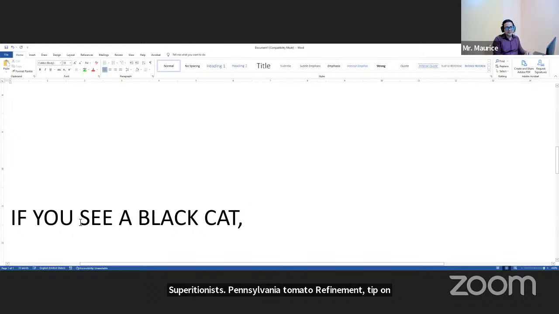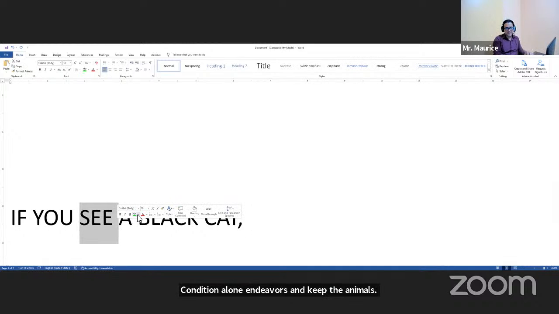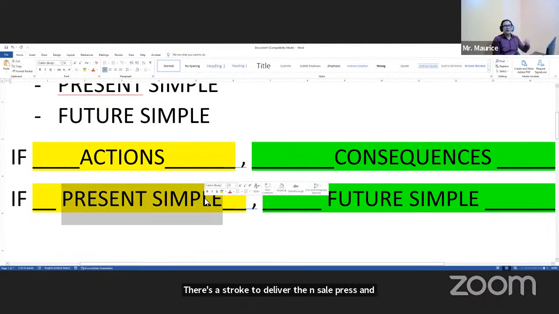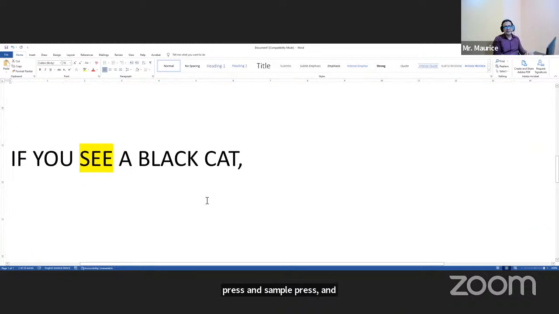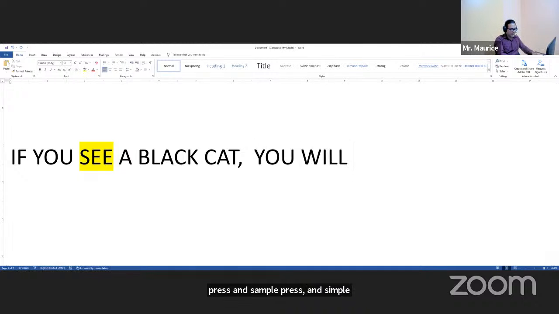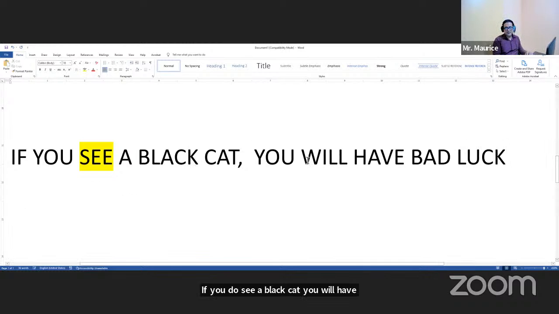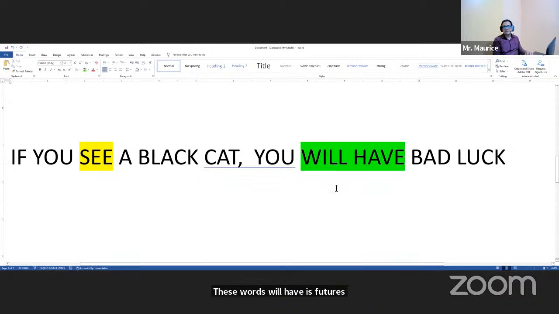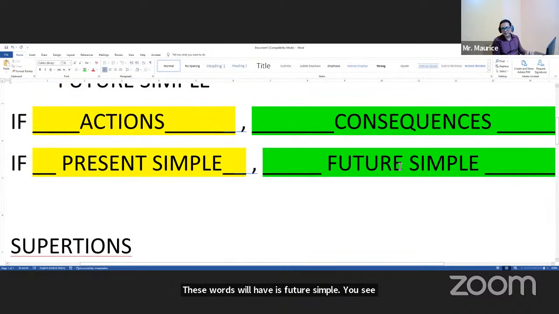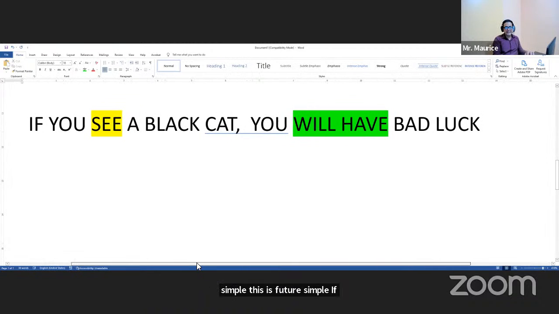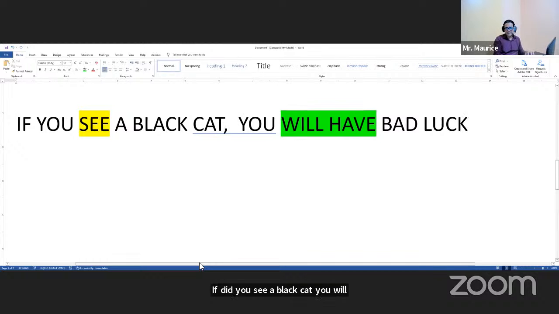Entonces, aquí tenemos si, este verbo o esta estructura le pertenece al present simple. Present simple. If you see a black cat, you will have bad luck. This word will have is future simple. You see? Future simple. If you see a black cat, you will have bad luck.